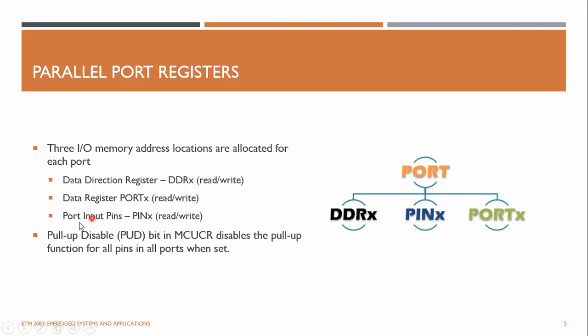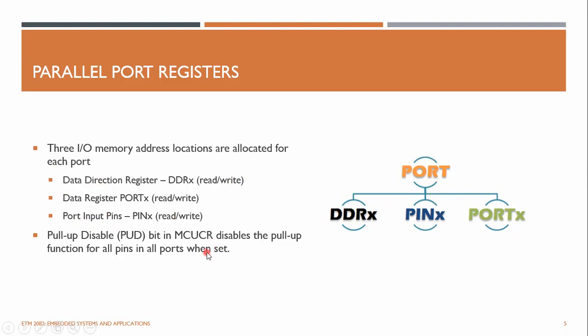And pin X is a port input pin. So once you configure this port as an input, you can read the value of what is coming to this pin, right? So the port value can be read from here. The port value can be written from here. The port direction, whether it is input or output, can be changed from the data direction registers. So three registers are really important.